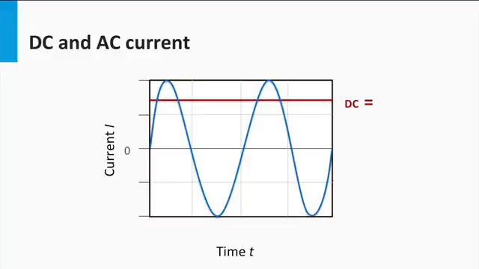AC, or alternating current, on the other hand, is the flow of electric charge such that it constantly reverses direction. The usual form of an AC power is a sine wave. The symbol for an AC signal is this. As a thought, DC signals can be looked upon as a signal with zero frequency.